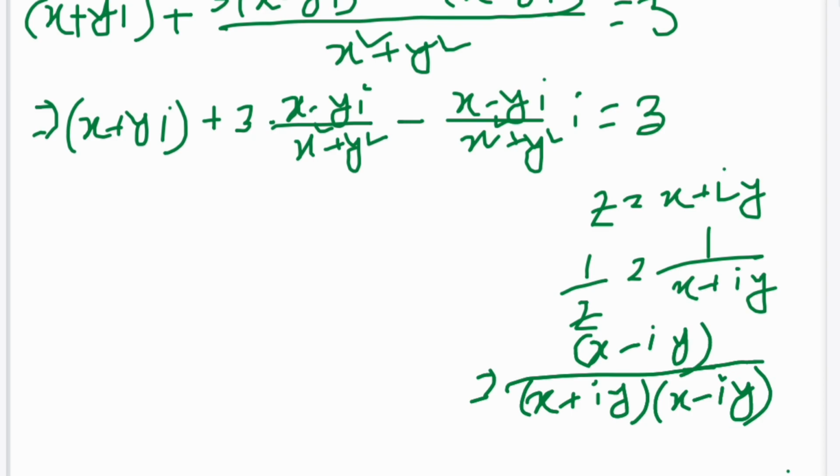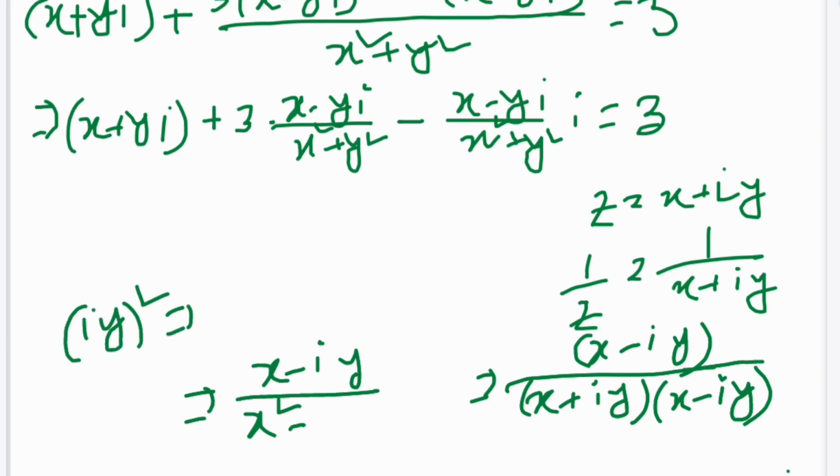And now this is simply x minus iy over, this is the formula of (a plus b) into (a minus b), that is a square minus b square. A square is here x square, minus b square. B square is yi whole square. You can easily understand it's i square y square, and i square is minus 1. So that is minus y square. So this will be ultimately plus y square.